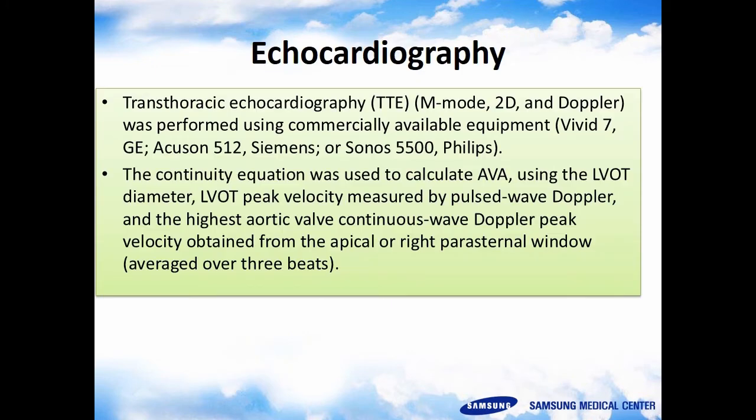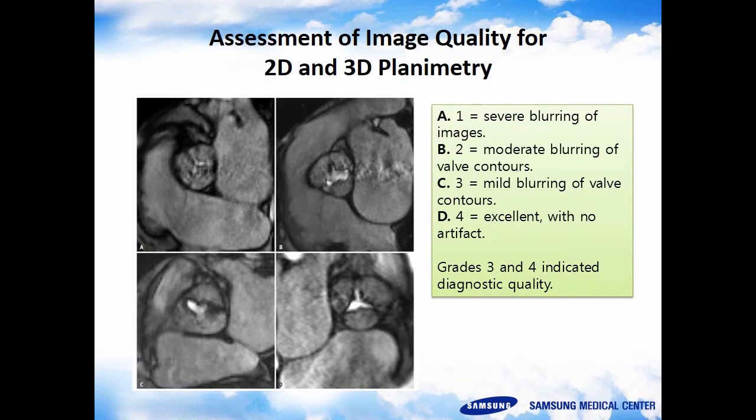Transthoracic echocardiography was performed using commercially available equipment. The continuity equation was used to calculate AVA using the LVOT diameter, LVOT peak velocity measured by pulse wave Doppler, and the highest aortic valve continuous wave Doppler peak velocity obtained from the apical or right parasternal window. All scans were analyzed by 2 experienced observers who were blinded to all clinical information using commercial software. Image quality was assessed using a 4-point scale. Grades 3 and 4 indicated diagnostic quality.